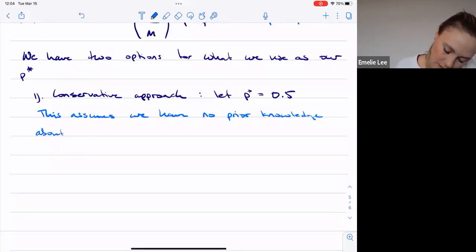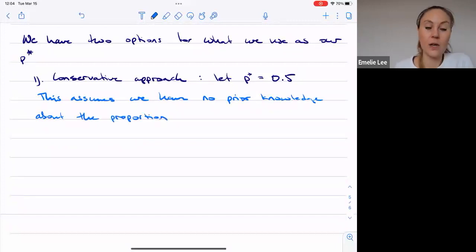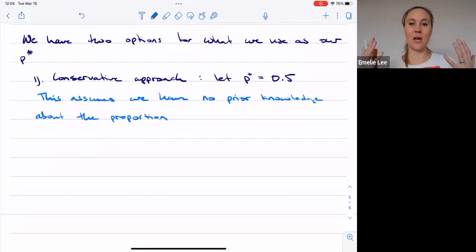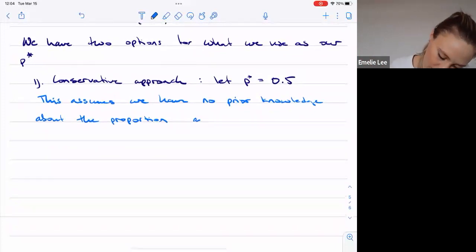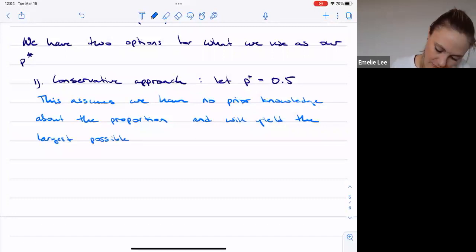It will yield the largest possible value of n we would need.